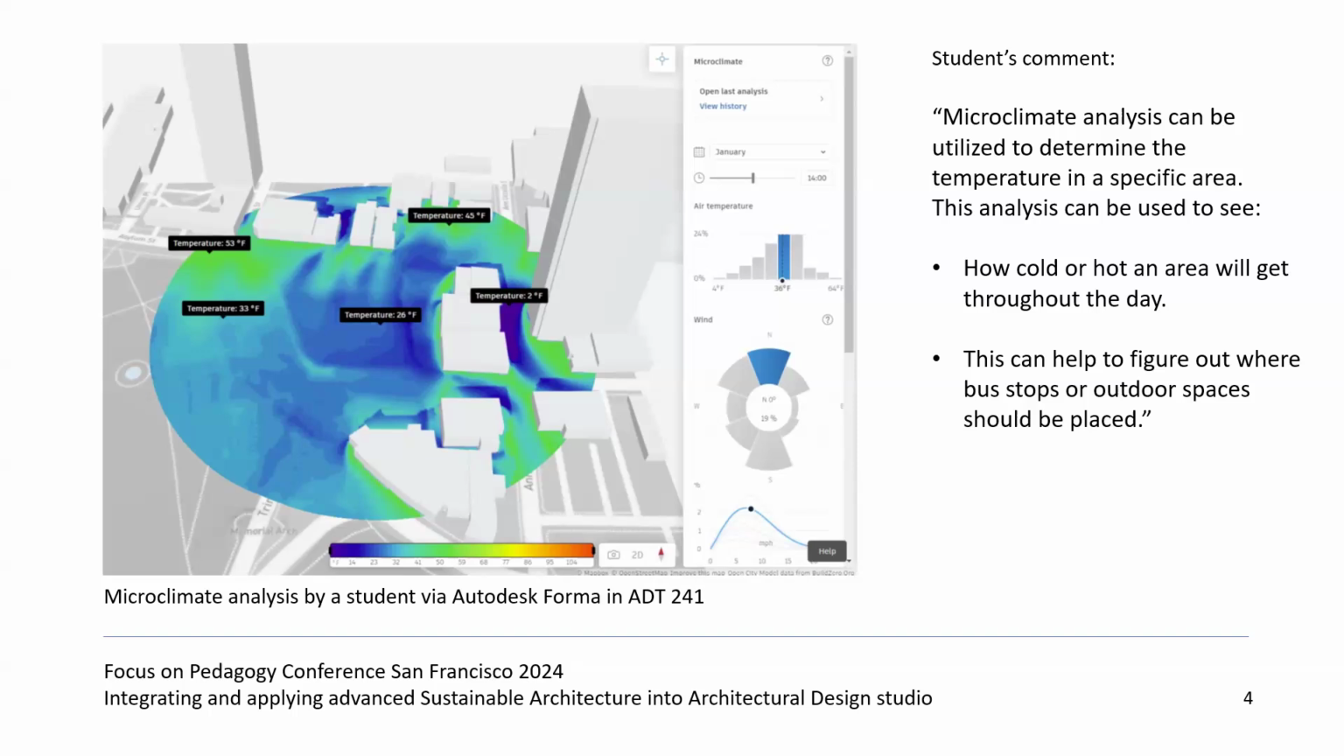The first step in ADT 241 is that students analyze a site with no mass, with no concept or proposal. So they understand, for instance, the sun path, the direction of the wind, the noise analysis, the microclimate analysis, and which part of the site they can generate more electricity from solar radiation.